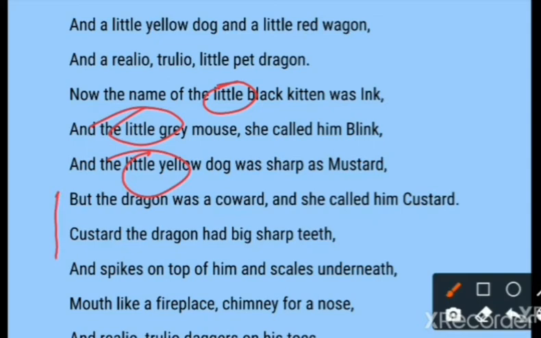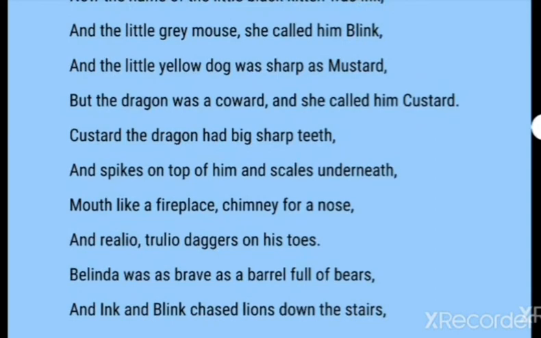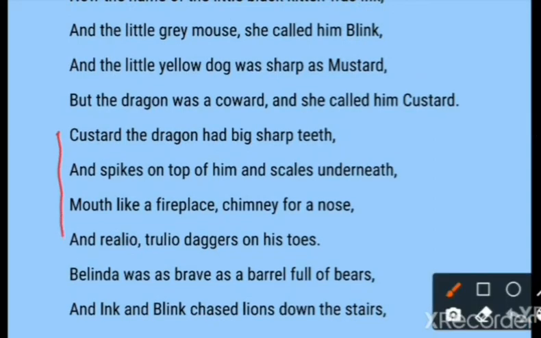And then we'll come to the third stanza. This is the third stanza.